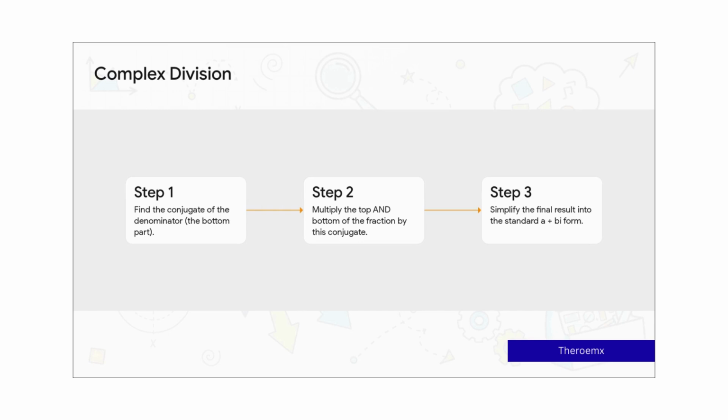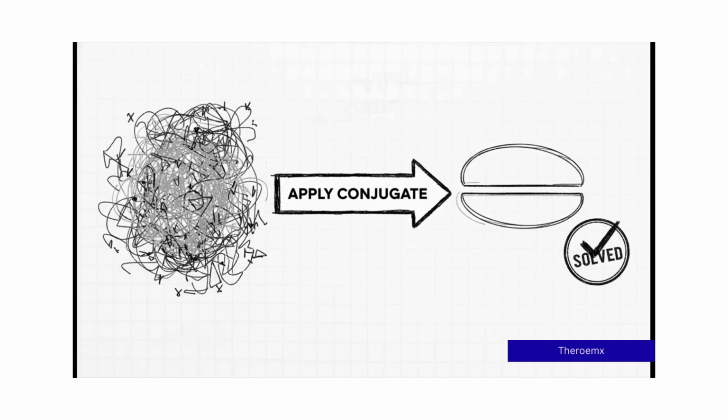First, you look at the denominator, 5 plus 3i, and you find its conjugate. That's 5 minus 3i. Step 2, and this is the big move, you multiply both the top and the bottom of the fraction by that conjugate. And finally, step 3, you just simplify. The entire point of this is to use that multiplication trick to turn that messy denominator into one clean, simple real number. And when you follow those steps, the whole problem just collapses down into something neat.